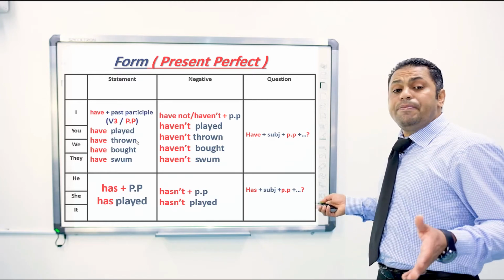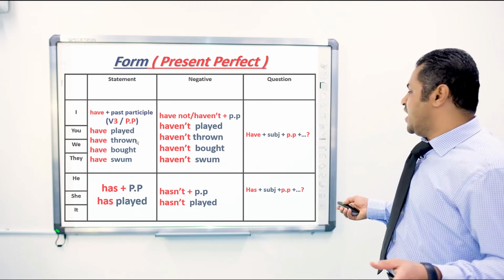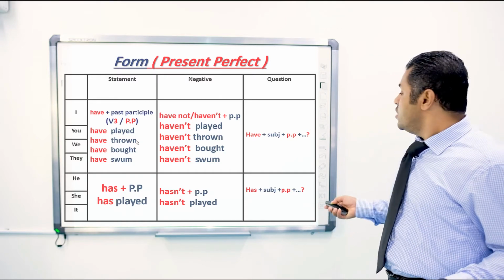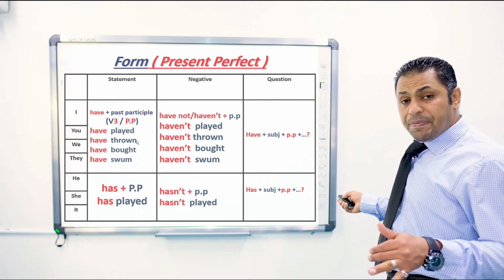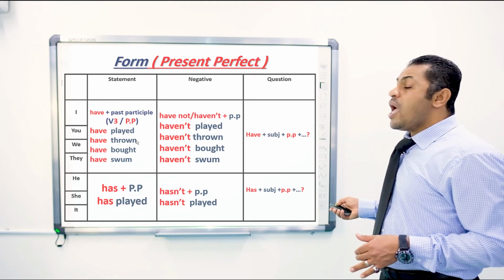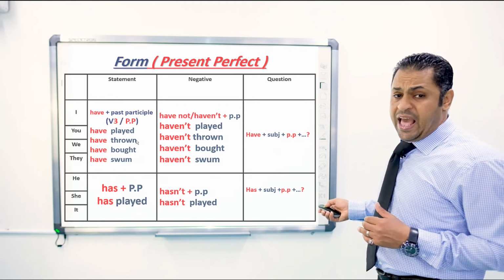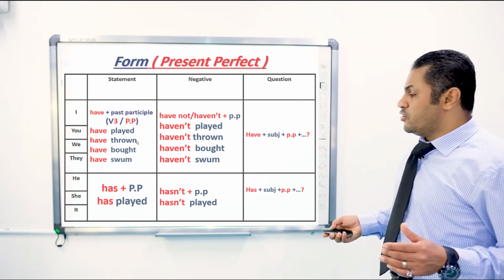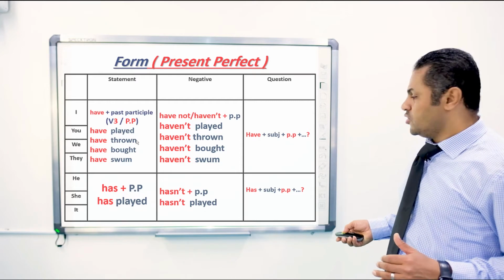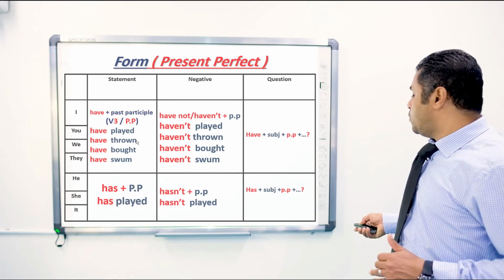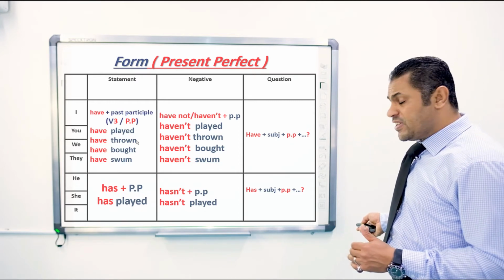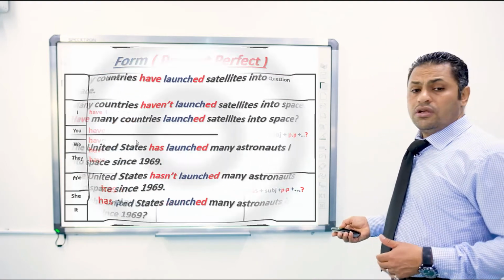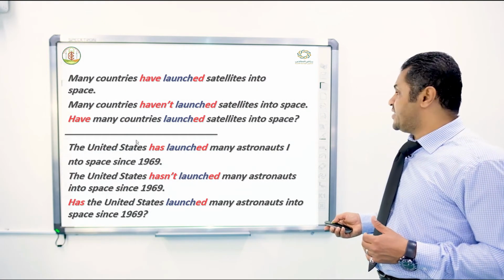For question, we begin with the verb to have itself. Have with I, you, we, and they, followed by the subject, the PP, and the complement of the sentence. Have you seen Ali recently? Has for the singular, he, she, and it. We begin with has, followed by the subject, past participle, and the complement. Now, study these additional examples.